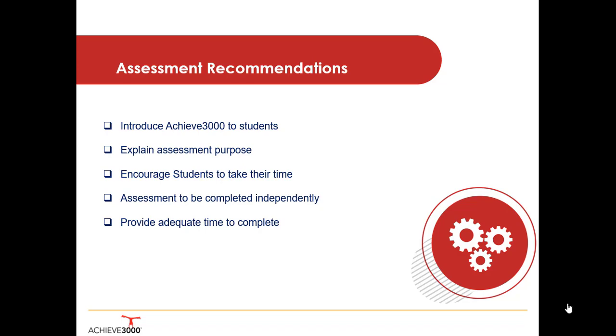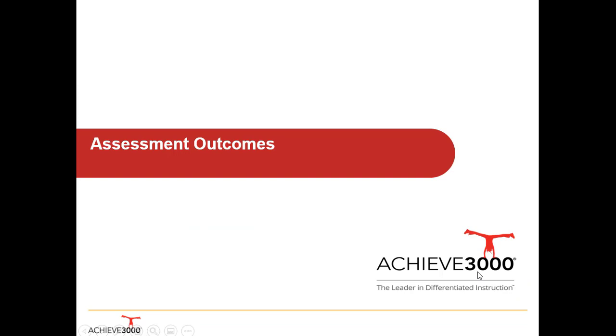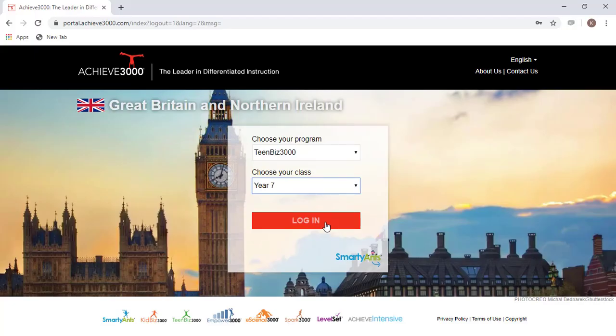Further information on how to access assessment outcomes is available within the Teaching Staff Achieve3000 User Guide, or watch the following steps. Accessing student assessment outcomes. You can access student assessment outcomes on completion of the assessment. To do so, log in using your staff username and password.